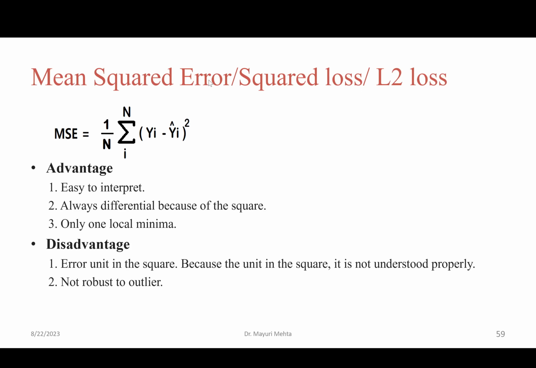Disadvantages are that the error unit is squared. And because the unit is squared, the error is not understood properly. We don't know whether we are getting a negative value or a positive value when we subtract the predicted value from the target value, because ultimately we are squaring and it becomes positive. So that's why it is very difficult to understand this error properly, and it's not robust to outliers.